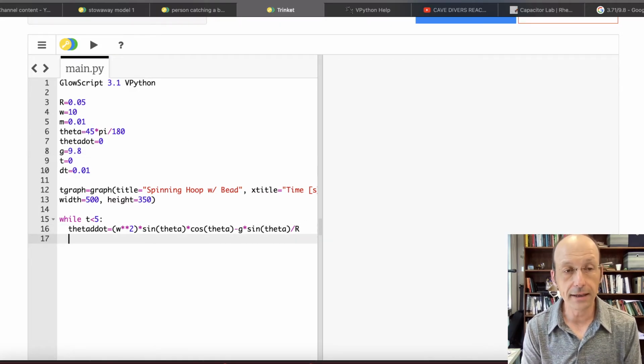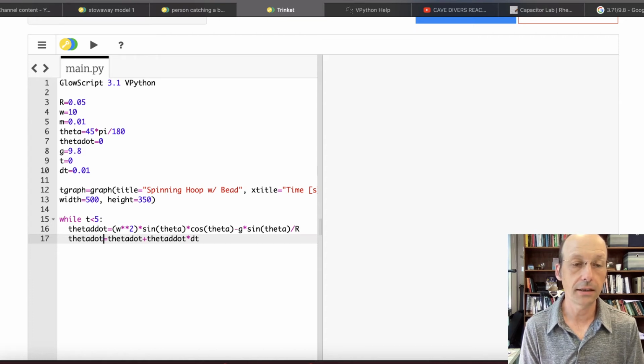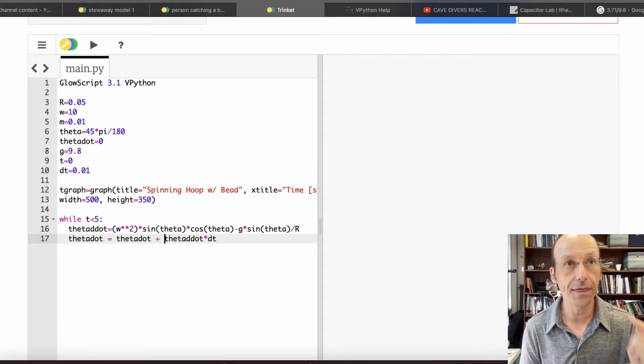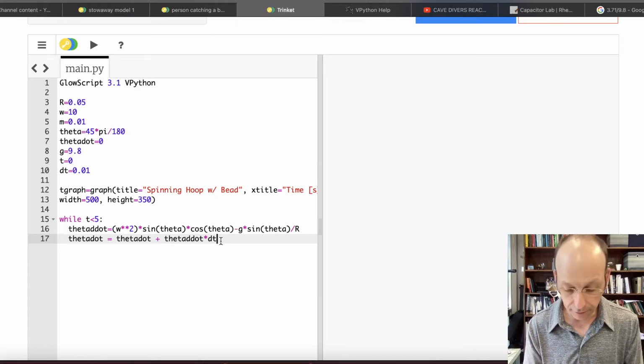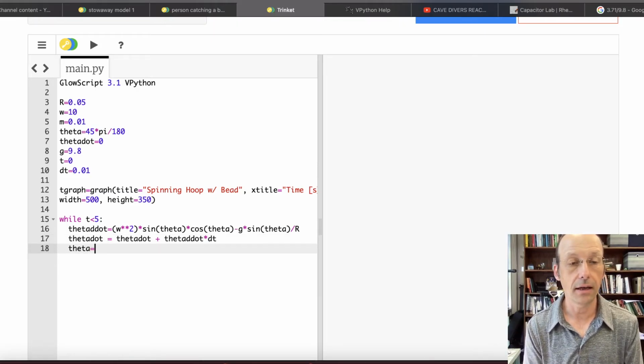Now I can use that to calculate theta dot. So theta dot equals theta dot plus theta double dot times dt. In Python, this looks crazy, but it's not. This is not an algebraic equal sign. This is a make-equal-to sign. So I don't have to put theta 1, theta 2, theta 3. I just say theta, and it updates theta dot. Then theta equals theta plus theta dot times dt, and then update time. t equals t plus dt.